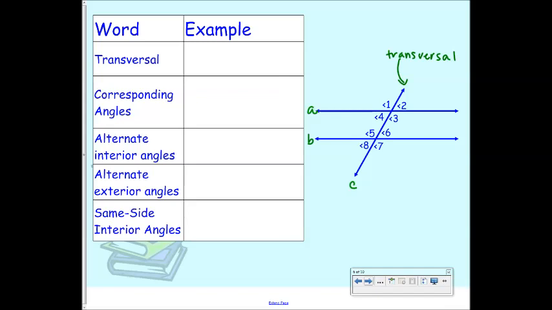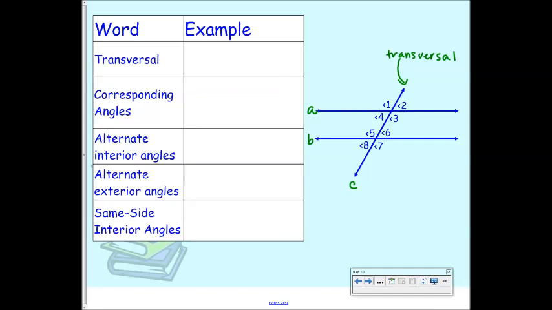As you can see, it creates how many angles? A lot. How many? 8. It makes 8 because at every intersection, how many angles are there? 4. So there's 4 on top and 4 on the bottom. Okay? So when the transversal C cuts through line A, it makes 4 angles. And when it cuts through line B, it makes 4 angles. So again, the example here of a transversal would be line C.